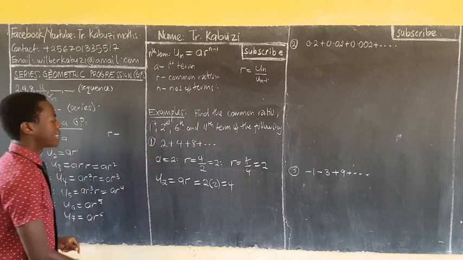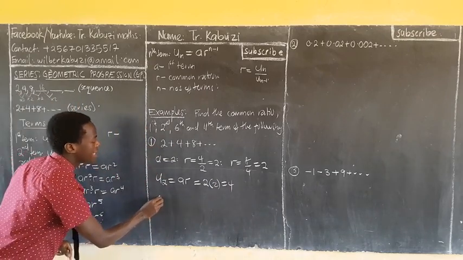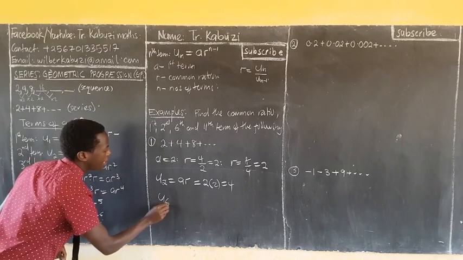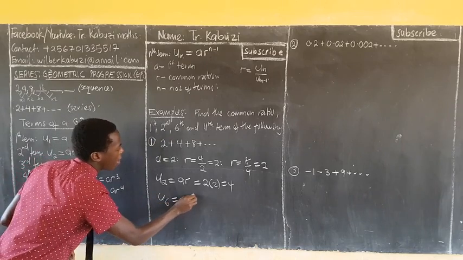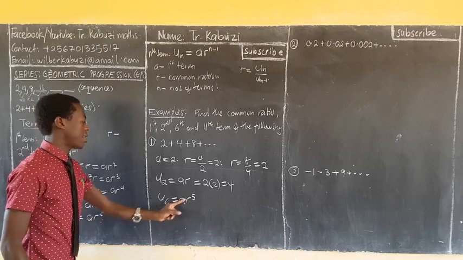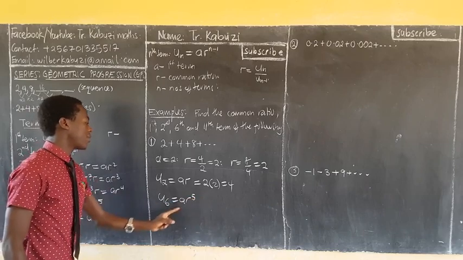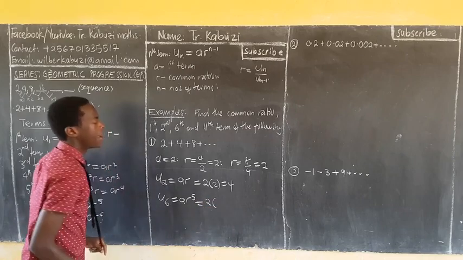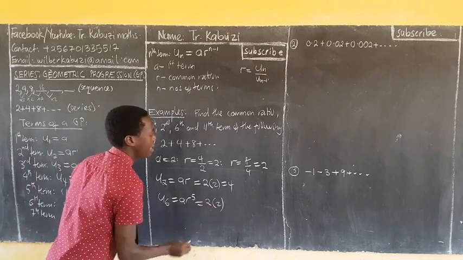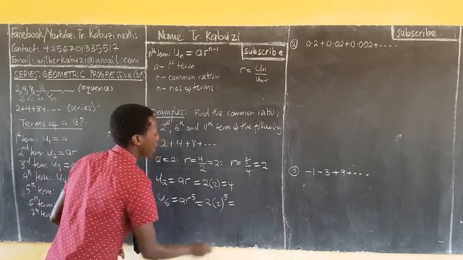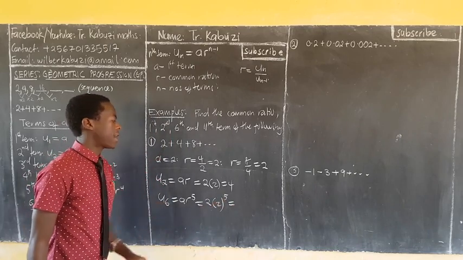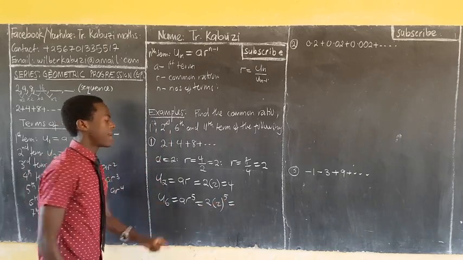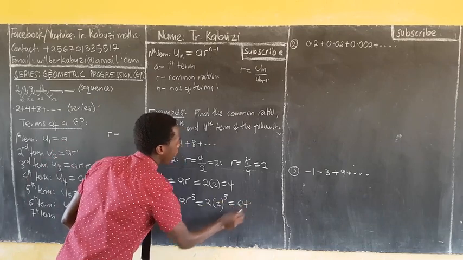Now we want to get the 6th term. The 6th term will be U6, which is A times R to the power 5, because the power is always the term number minus 1. My A is 2 and my R is 2, so 2 times 2 power 5. Now 2 power 5 is 32, times 2, that's 64.